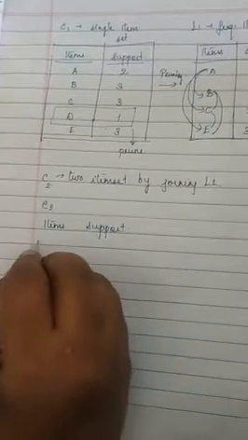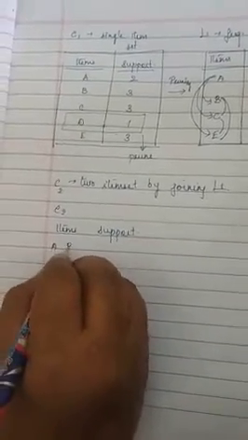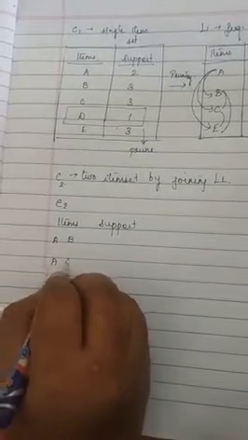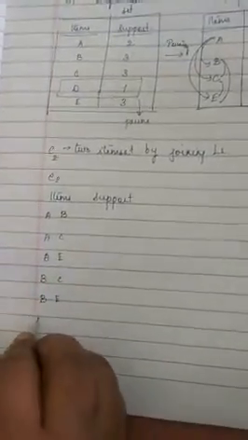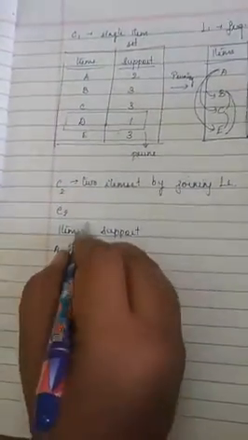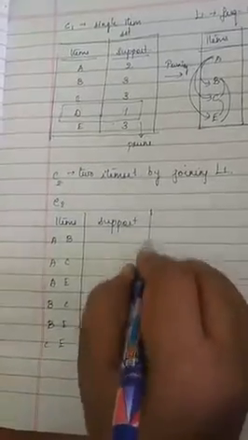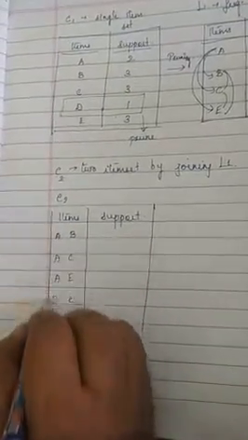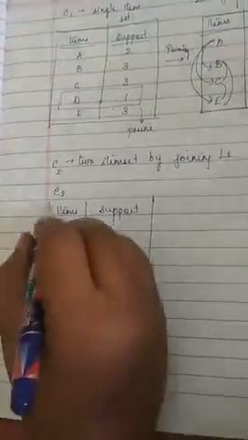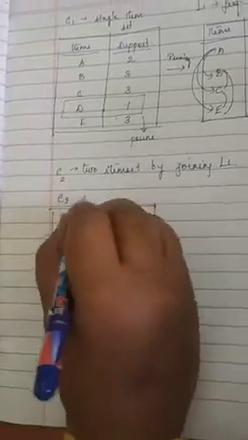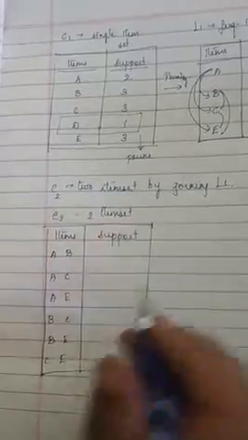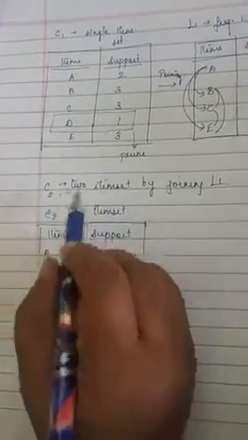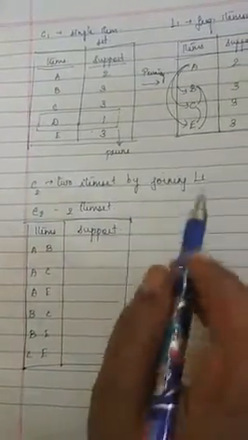So now C2, with items and support. The items are AB, AC, AE, BC, BE, CE. These are the items. Now for these items we again have to calculate the support value. This is C2 with 2 item sets, and C2 is formed by joining L1.